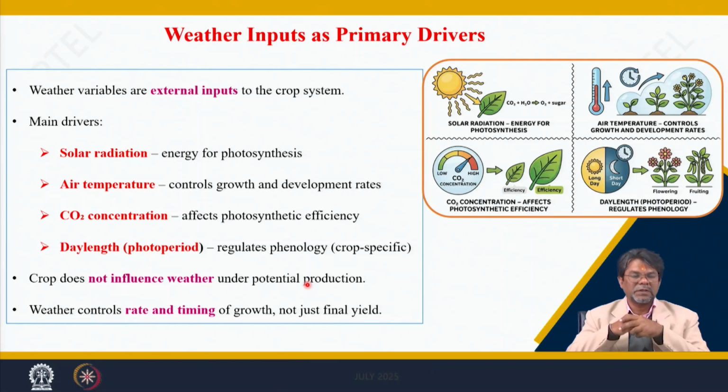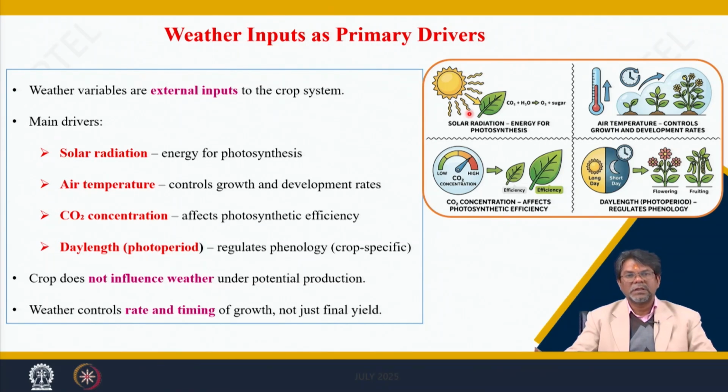So only the crop yield is influenced by the change in the weather parameters. The weather parameters are the main drivers for the crop yield. They include solar radiation, where using solar radiation, carbon dioxide is converted to carbohydrates in photosynthesis. And in the case of crop models, when you go for DSSAT, we discuss the other inputs.